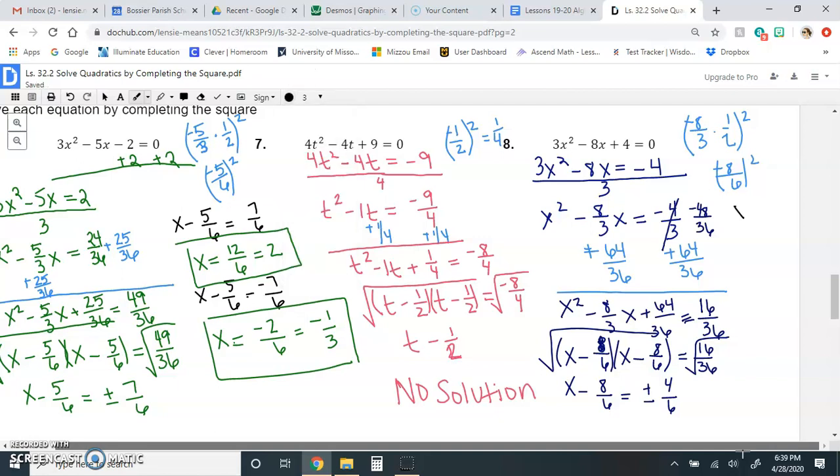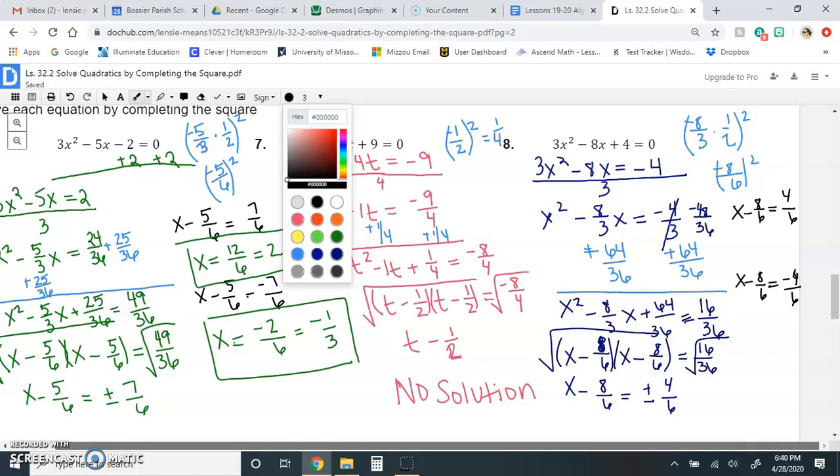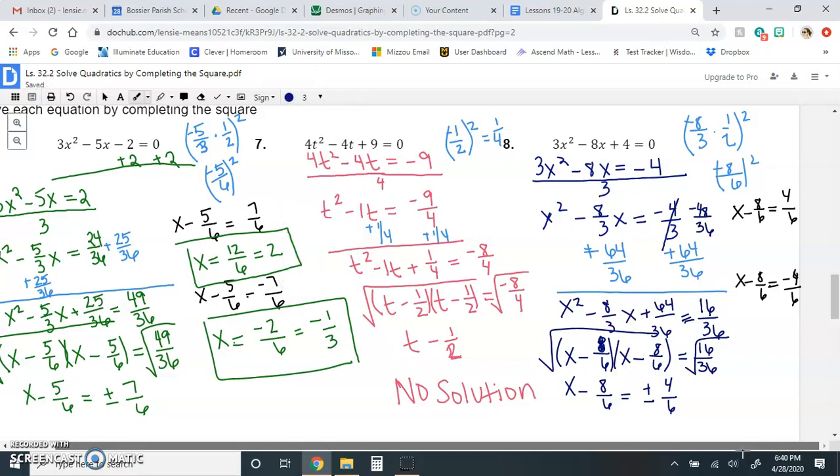So that's going to be x minus 8/6 equals a positive 4/6. x minus 8/6 equals a negative 4/6. I'm going to do the math to get my x by itself, which means I'm adding 8/6. Give me 12/6 over here, or positive 2. Adding 8/6 over here, which would give me a 4/6 or a 2/3.